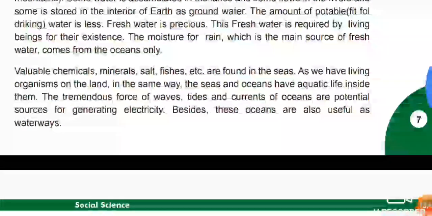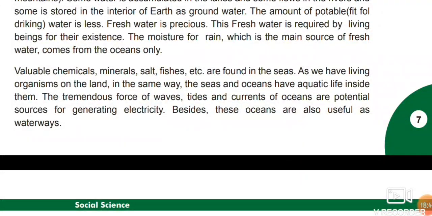Now, valuable chemicals, minerals, salt, fish, etc. are found in the seas. Now, over here we are able to see the uses of sea. Okay, what are the useful things that we extract from ocean, seas, or hydrosphere? The first is the freshest source of water which can be drinkable. Second is valuable chemicals, minerals, salt, fish, etc. are found from sea. As we have living organisms on the land, in the same way the sea and the ocean have aquatic life inside them.